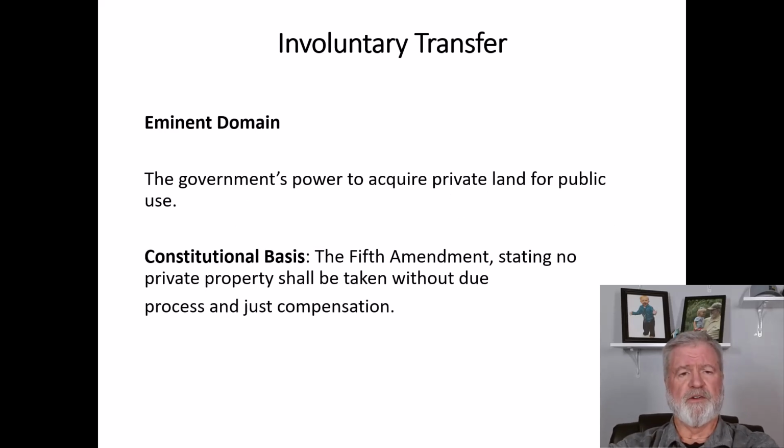Another way to involuntarily transfer is through eminent domain. We've talked about that, right? That's the government's power or authority to acquire private land for public use. And under the Constitution, it's the Fifth Amendment that gives the government the right to basically take private property as long as it's for public use and just compensation is paid. Y'all, they could ask you, what amendment gives the government the right to take property under eminent domain. Again, that's the Fifth Amendment.